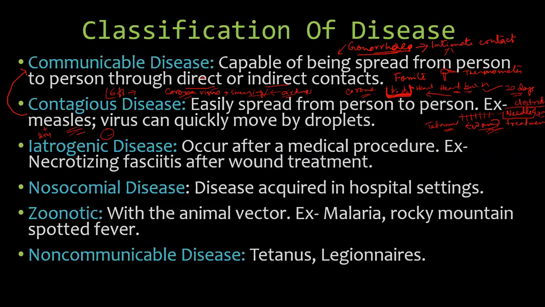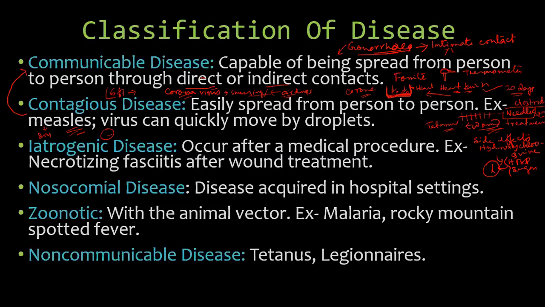Then it could be side effects of drugs. Like for coronavirus, now people are taking hydroxychloroquine. That hydroxychloroquine is not good for those who have high blood pressure or high blood sugar. So because of that treatment, they are going to get something else. So that could be one iatrogenic disease.